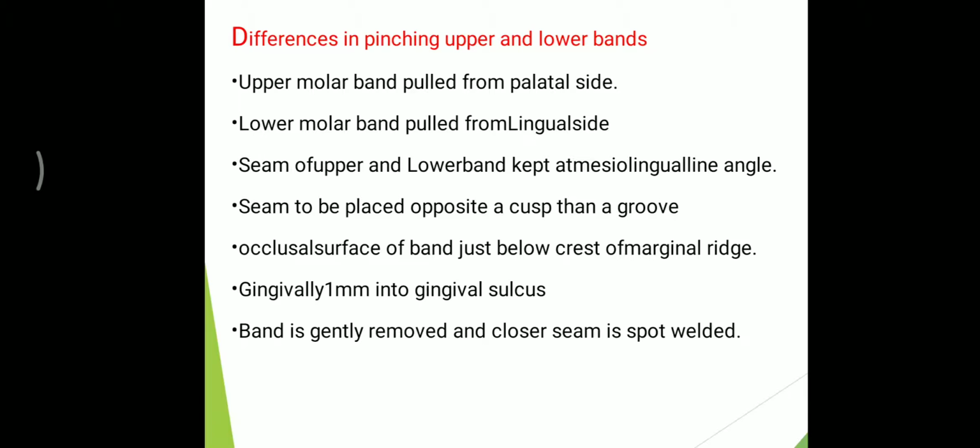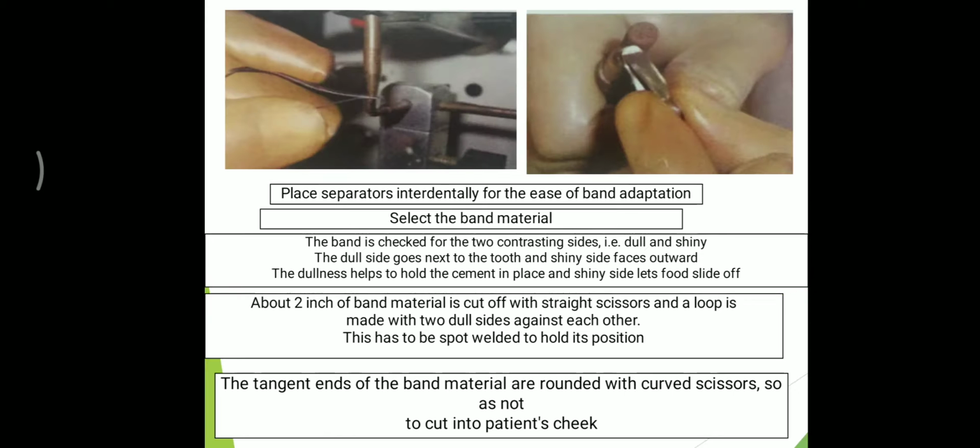And let's see about the differences in pinching upper and lower bands. In the upper molar band, it is pulled from the palatal side, and the lower band is pulled from the lingual side. The seam of upper and lower band is kept at the mesiolingual line angle, to be placed opposite a cusp rather than a groove. Occlusal surface of band just below the crest of the marginal ridge, gingival 1 mm into gingival sulcus. Band is generally removed and closer seam is spot welded.